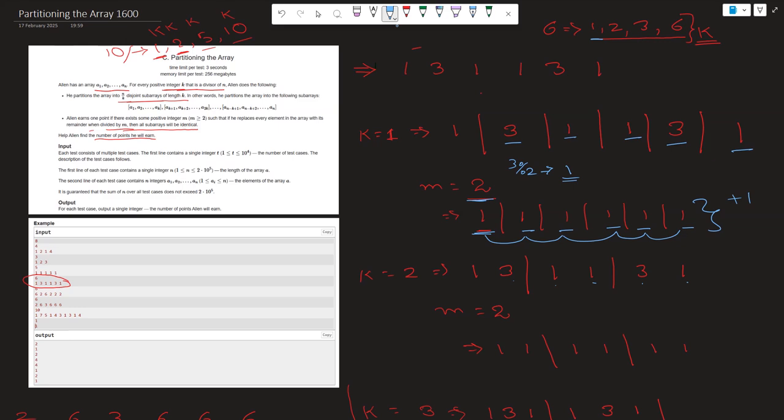Now if we take m as 2, so again if we do the same thing with this, the remainder will again be 1 1 1 1 1 1. Now suppose if we take the array as 3, let's suppose this value would have been 3, and this value would have also been 3, then also this will be identical.